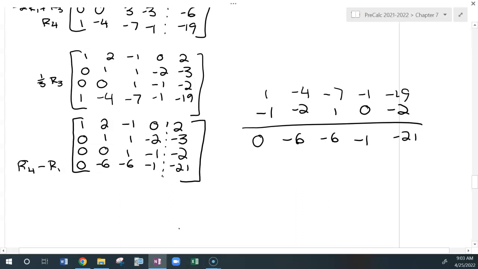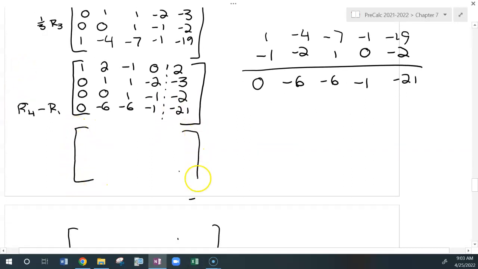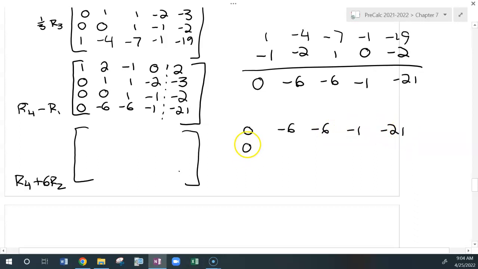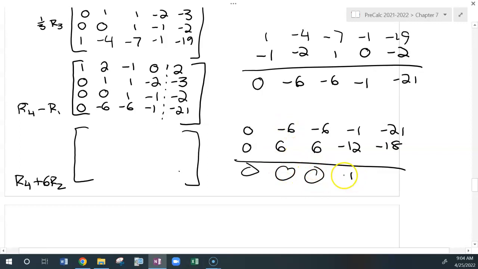All right, now the next thing I need to do is, since I've got the 0 here, I need to remove this 6, and I'm just going to add 6 row 2. That's going to take out that 6 for me. So now row 4 plus 6 row 2. Here's row 4: 0, -6, -6, -1, -21. 6 row 2: 0, 6, 6, -12, -18. So I'm just going to copy over my first 3. Now let's go ahead and finish this. So I get a 0 there, a 0 there, a 0 there, a 13 there, and -39. So let's put in our numbers.